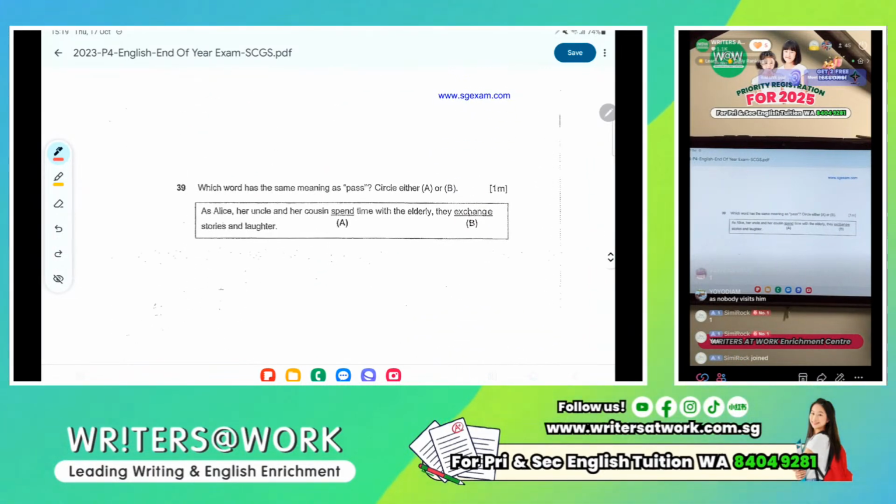Yes, which word has the same meaning as pass? Right. Circle either A or B. So this will be a little more challenging, right? Is it spend or is it exchange, right? Which word has the same meaning as pass? Right. Question 39.